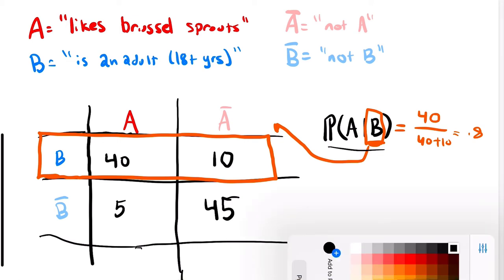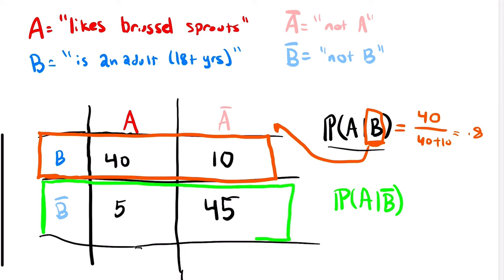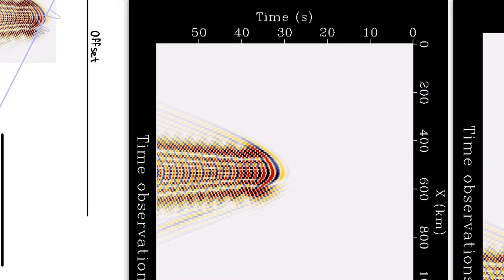So let's go back. Let's do green for this one. What is the probability now that we like Brussels sprouts given that we are not an adult? Here, not an adult means you're going to go just across this row of the matrix. And so we see that there are 5 children out of 5 plus 45 total children, which is 0.1 or 10%.